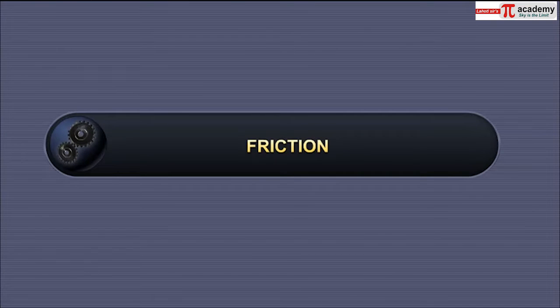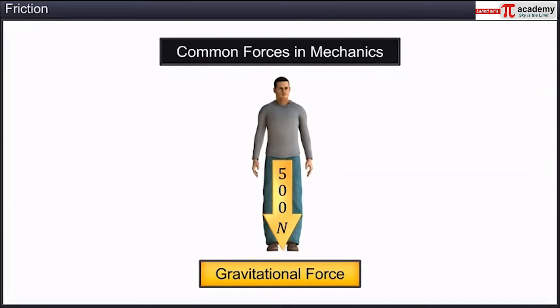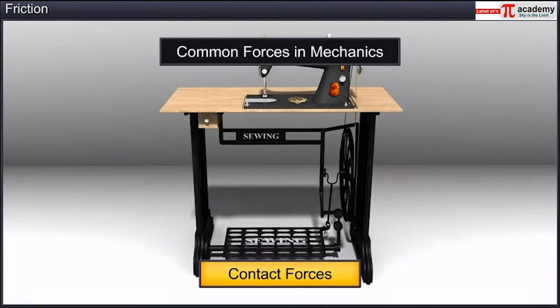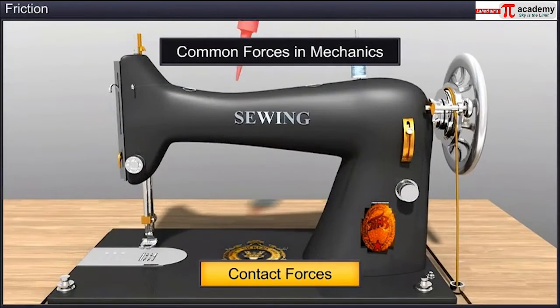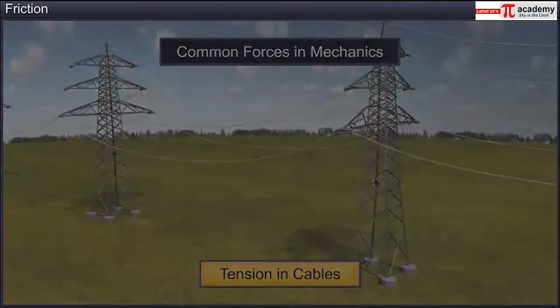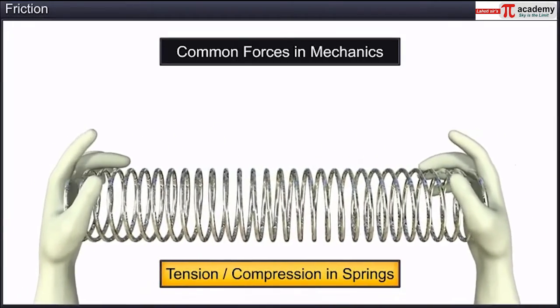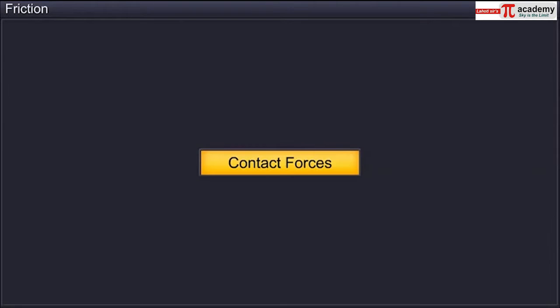In this module, you will learn about common forces in mechanics and friction. Common forces in mechanics are gravitational force, which is the weight of a body, contact forces between moving pairs of links in a machine, tension in cables, and tension or compression due to elongation or compression in springs. In this module, we will focus on contact forces.